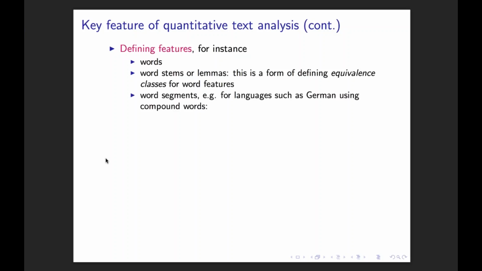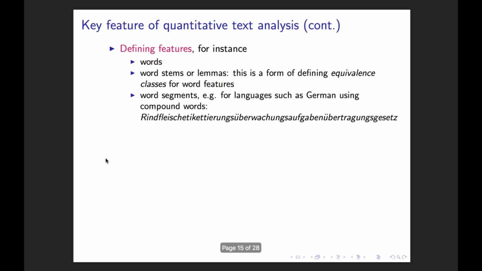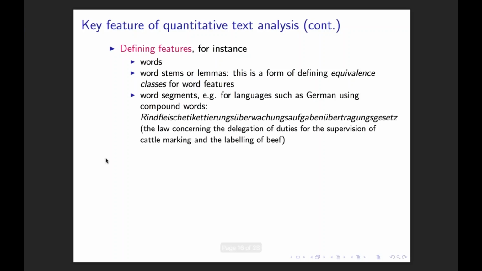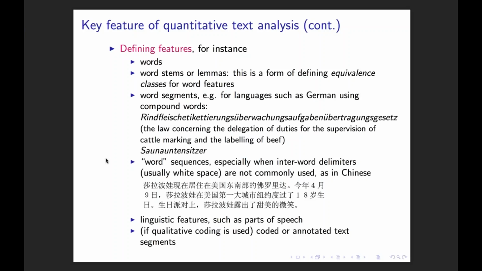You might also be interested in word segments. Some languages, such as German, use compound words, and you're not interested in the entire word and the frequency of the entire word occurring, but rather in the actual segment of the word that matters. So for instance, Rindfleisch or something like that. Some other languages, such as English, use white space delimiters between words, so word sequences are delimited with white space, but in other languages this doesn't occur, such as in Chinese.